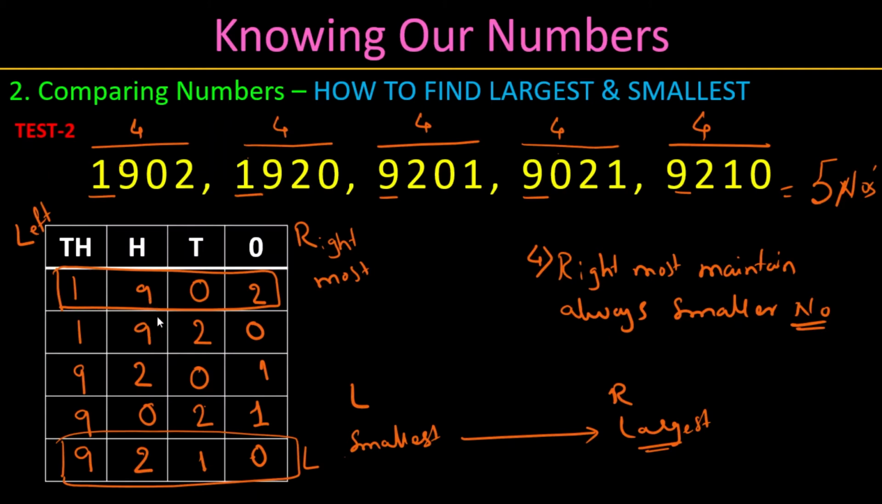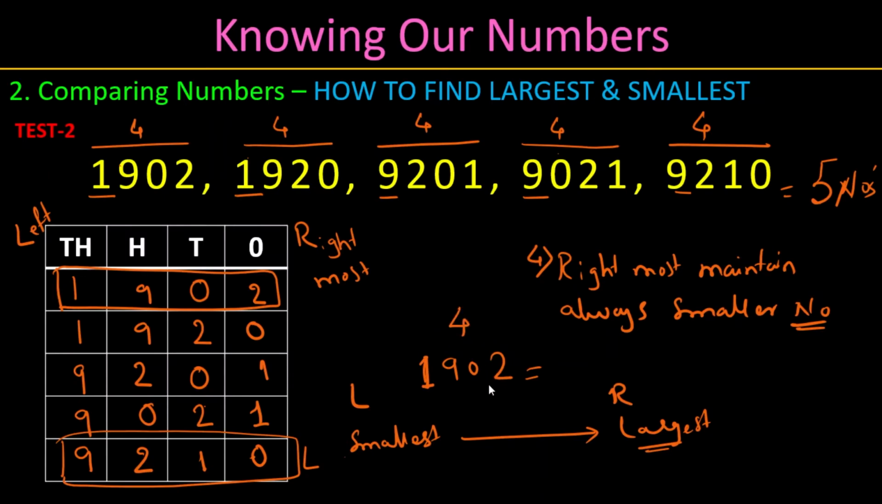And but it is subjective to matrix. If you take only these two, since this is a complete group of numbers, in that we found the smallest. But if you take only the number 1902, make it the smallest number in this. In that case, check how many digits. 1902. Okay, totally 4 digits are there.